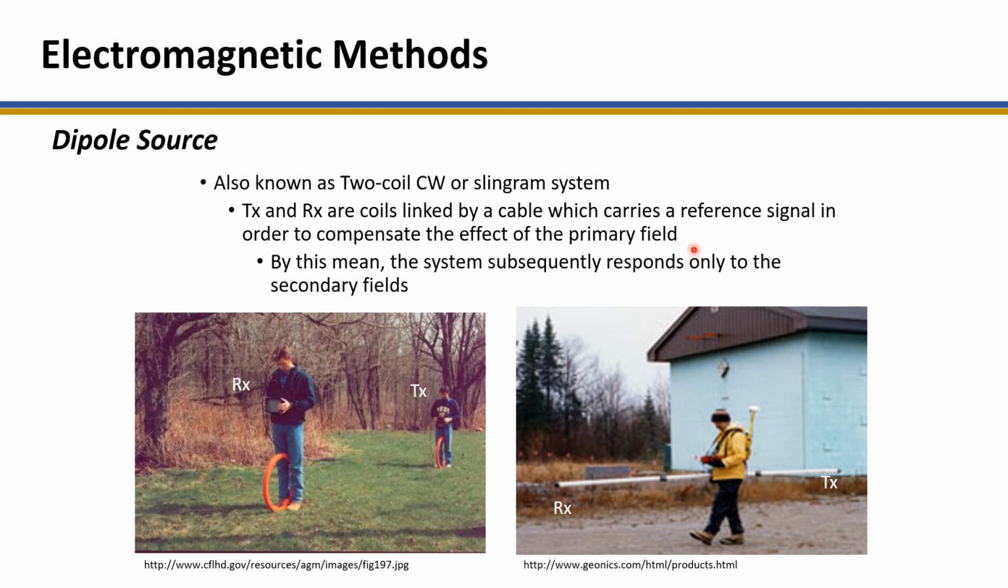So the dipole source system is a simple and effective way to generate electromagnetic field for the EM method. The system is relatively inexpensive and easy to use, and it can be used to map a variety of subsurface features.